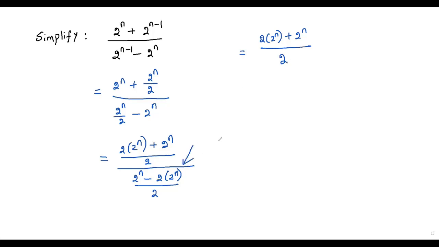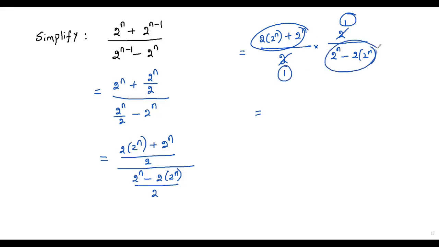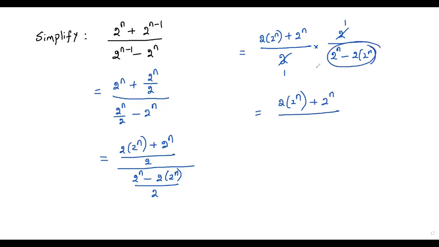I am changing this division as multiplication, so I have to take the reciprocal for this one. Then I'll be getting 2 over 2 to the nth power minus 2 times 2 to the nth power. This 2 will cancel out. So I have to multiply this one and this in the denominator. So I'm getting 2 times 2 to the nth power plus 2 to the nth power divided by, when I multiply this by 1, 2 to the nth power minus 2 times 2 to the nth power.